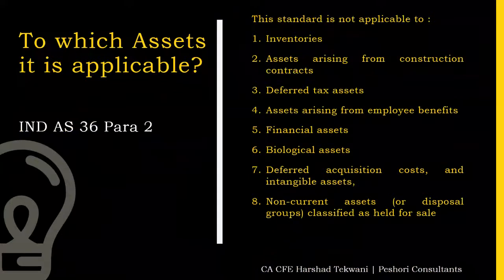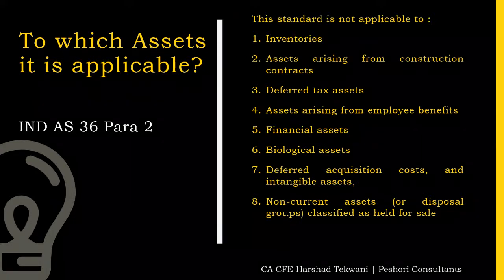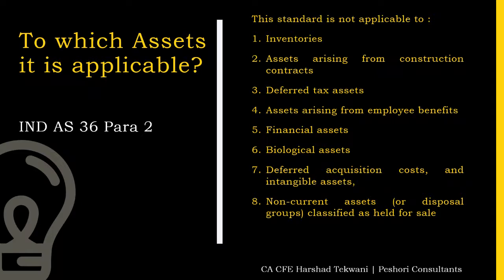Now, to which assets is it applicable? If you see how Ind AS 36 is structured, it has provided a negative list of assets to which it is not applicable. I'll take you through each class of asset one by one and why it is excluded from Ind AS 36. Starting with the first, inventories. Inventories have been specifically excluded from Ind AS 36 under para 2. You are not required to calculate impairment over inventories.